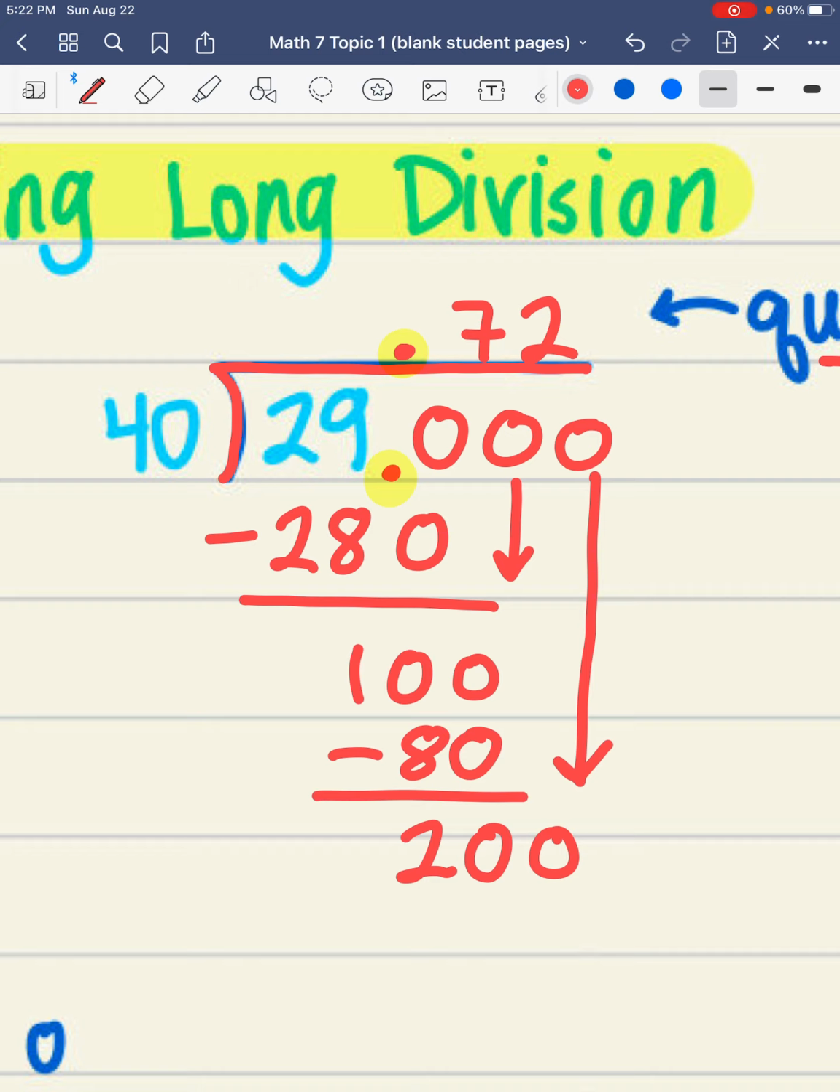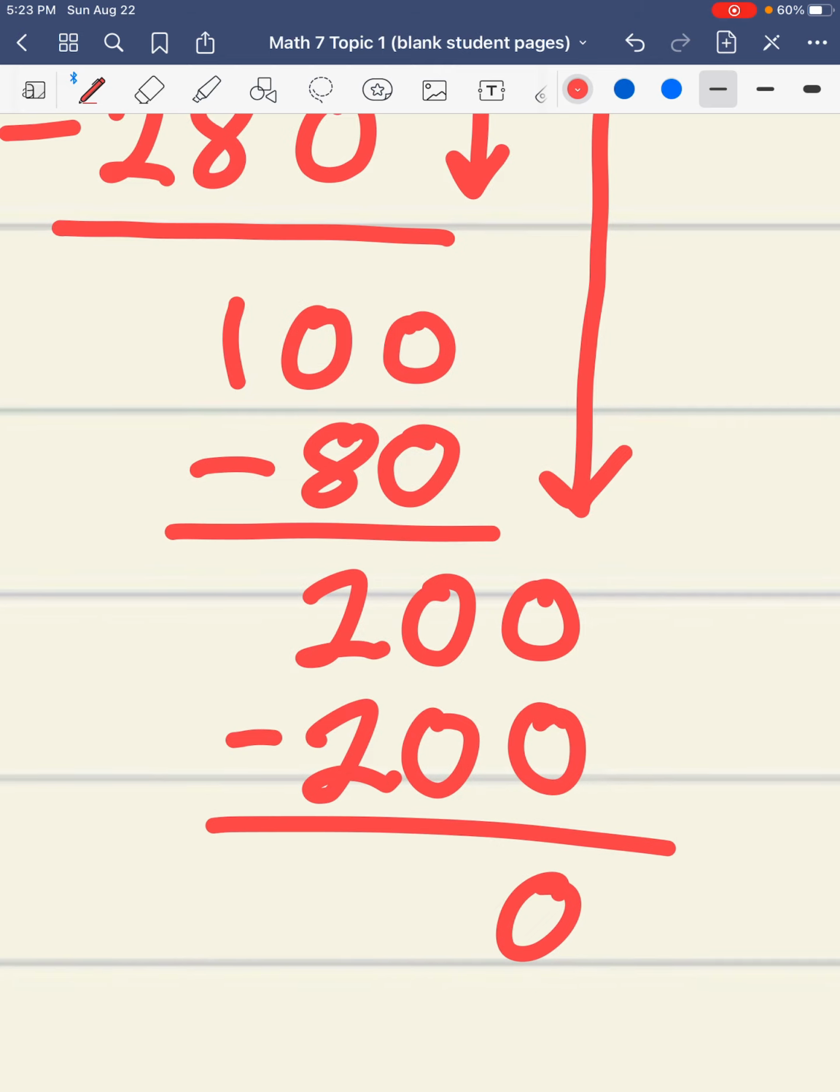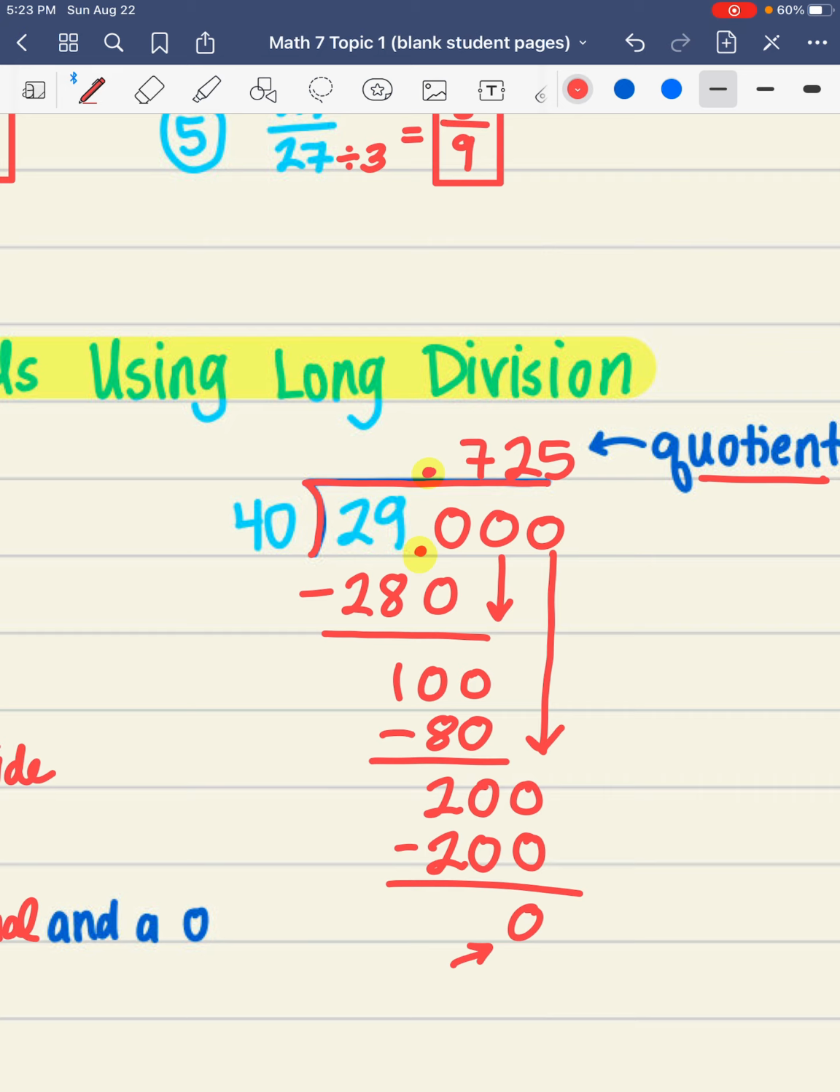How many times will 40 go into 200? Well, I know that 4 times 5 gives me 20, so I know that 40 times 5 must be 200. And I can prove that: 5 times 0 is 0, 5 times 4 is 20. So 200 minus 200 is 0. Because I have 0 here, I know that this decimal ends.